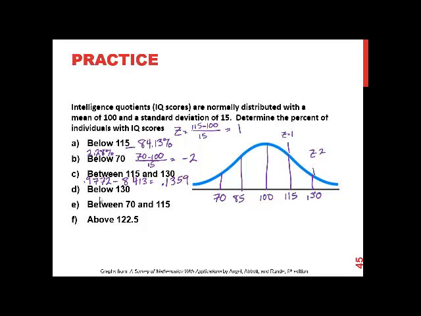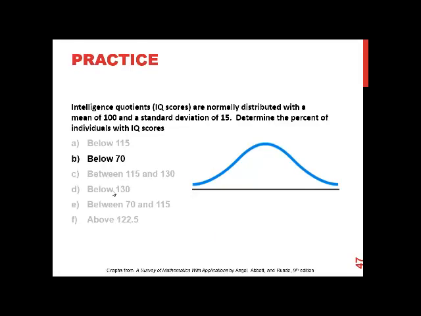Alright, below 130, and I just realized I've put these on there so I can do each one on a separate page. 100, 130, we've already determined that 130 has a z-score of 2, and when we looked at the z-score for 2, we had 0.9772, or 97.72%.